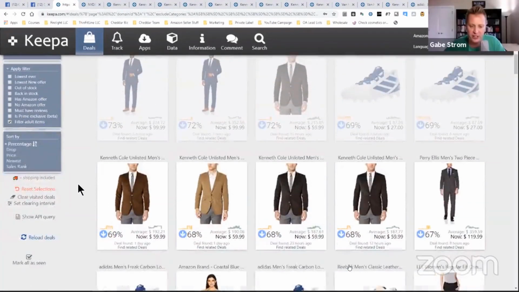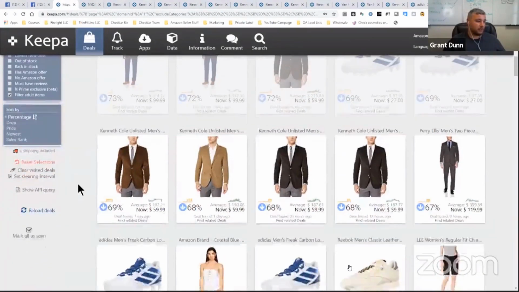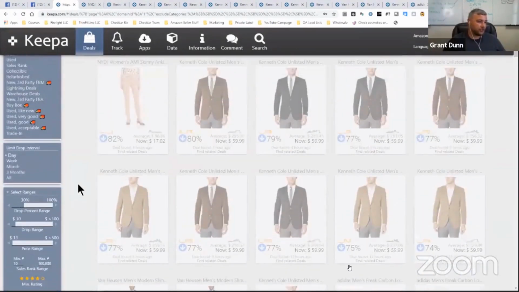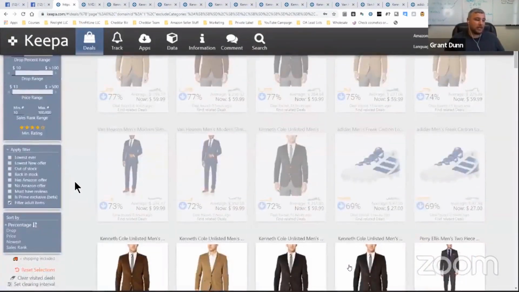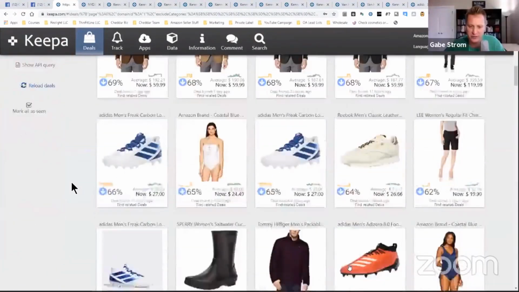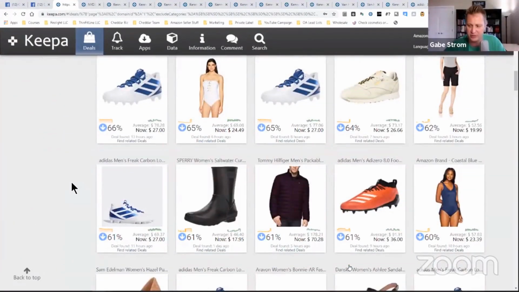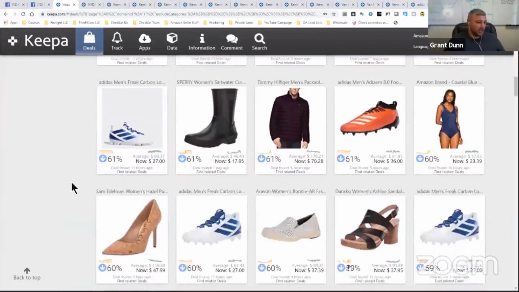Real quick, just out of curiosity, as a seller, what draws your eye just at first glance? What types of products on this page? The shoes, the jackets. You can't really be biased. I'm just curious from your intuition. I like cleats. Yeah, I like cleats, shoes.